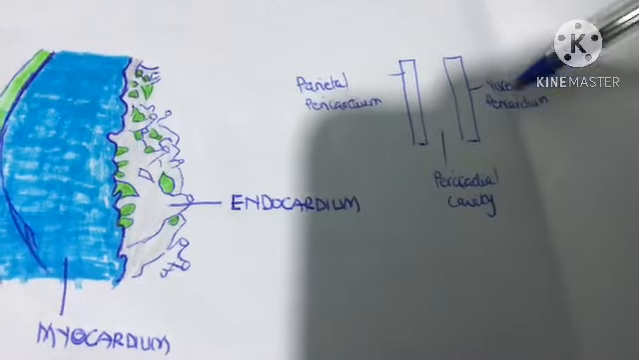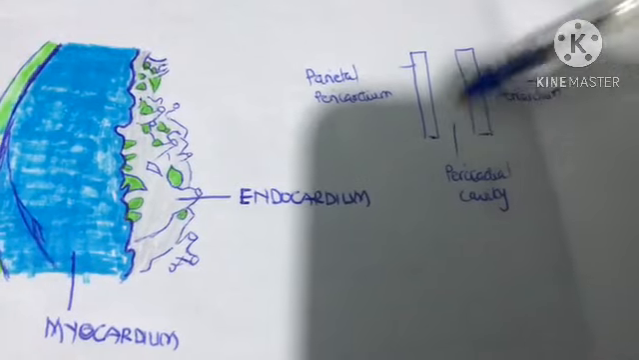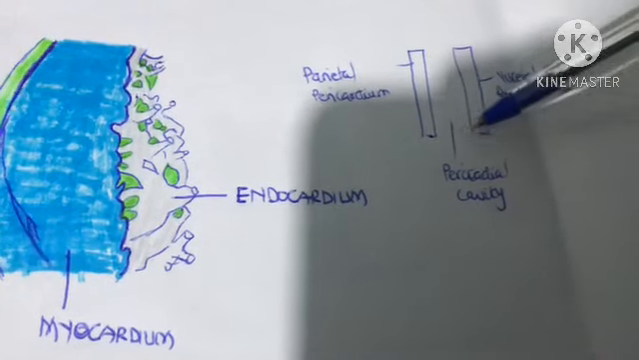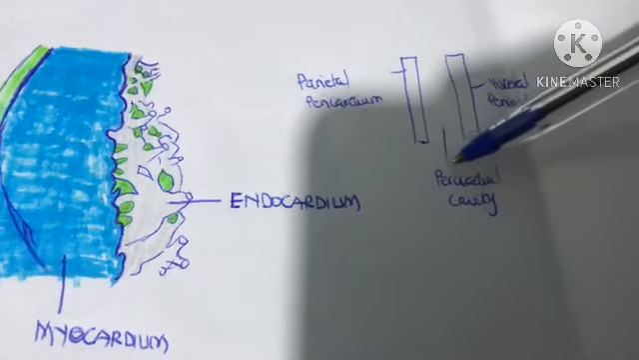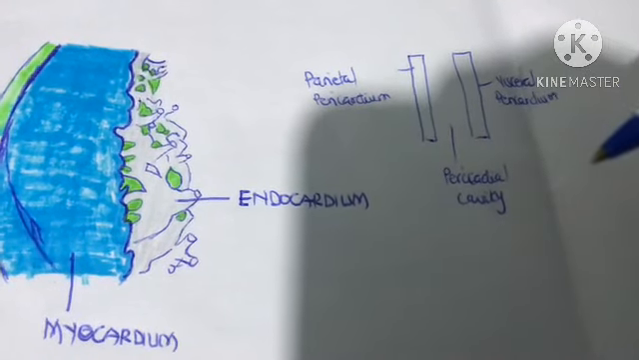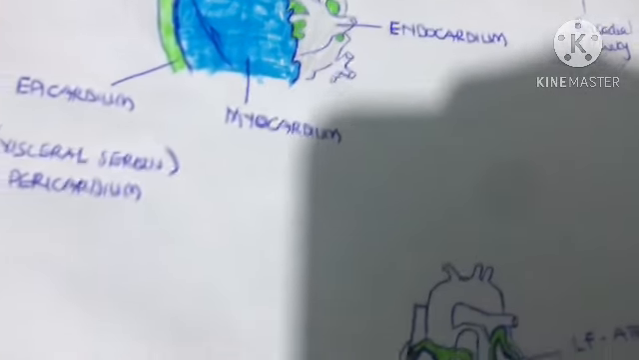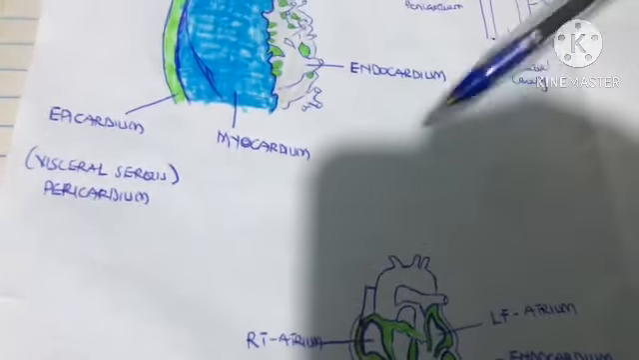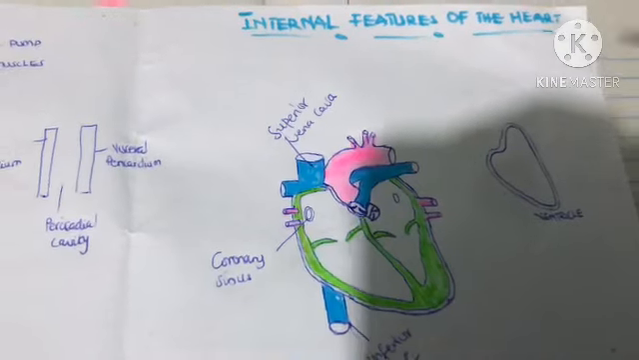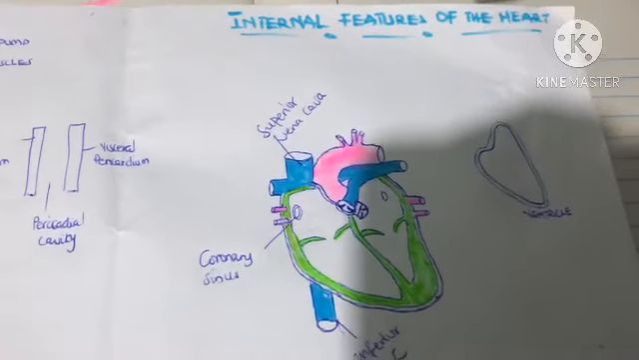And between the visceral pericardium and the parietal pericardium, I said that there is a cavity called the pericardial cavity. And this pericardial cavity is filled by pericardial fluid, which actually helps the heart to move with slight friction. You understand? Yes. So that's for the cardiac walls. So guys, now let's look at the internal features of the heart.